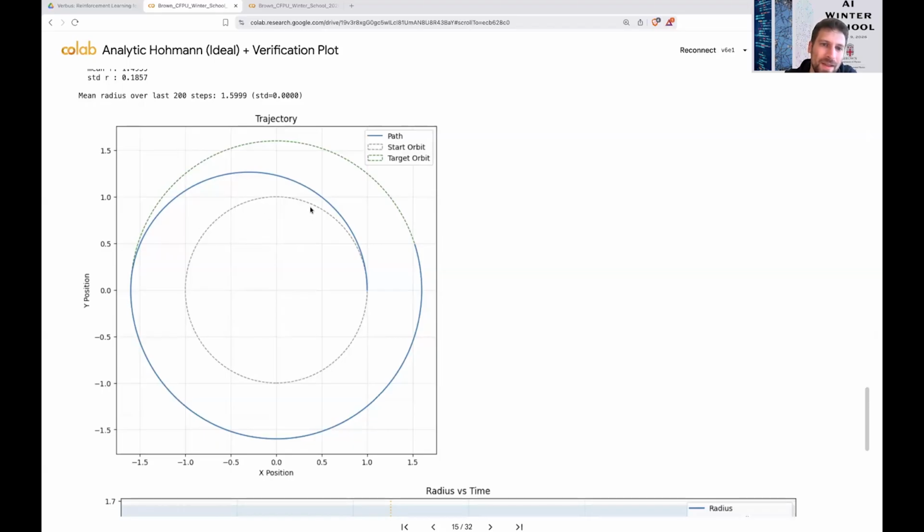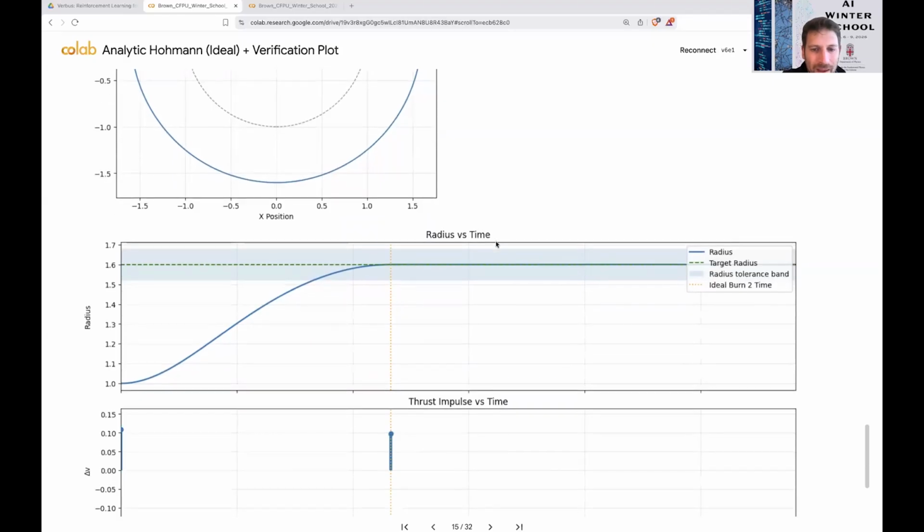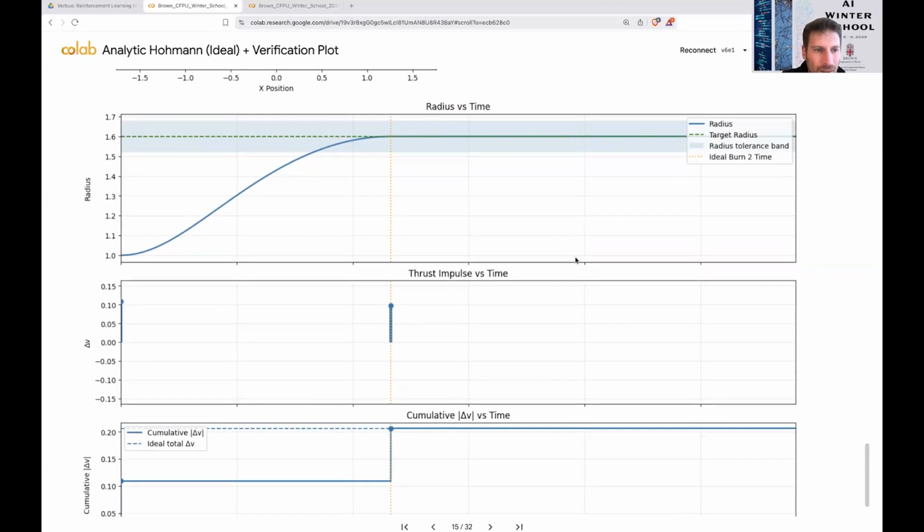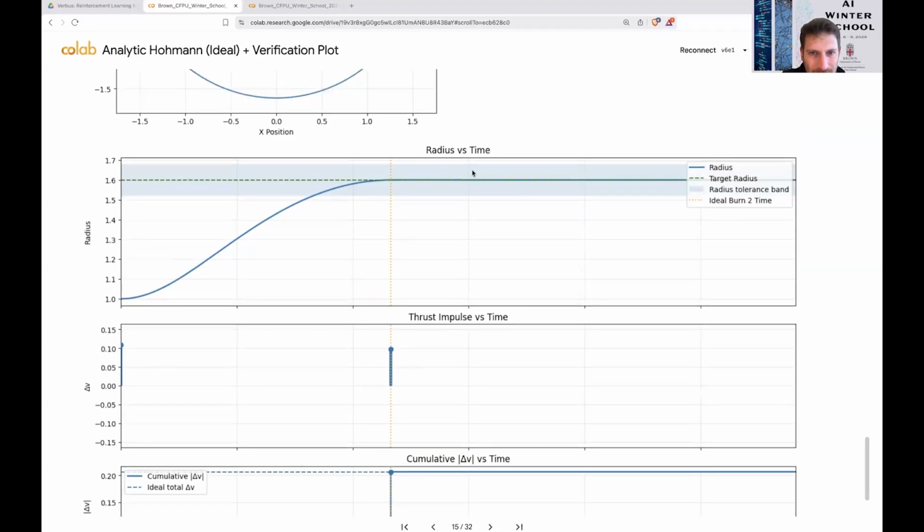And we can see the plots. The gray is the starting orbit, the green is the target orbit at r equals 1.6, and the blue is our path. We did the burn starting here, and then the other burn here, and you can see the blue goes from R1 to R2 and lines up perfectly with our ideal R2. There are a few other plots here to familiarize yourself with. The first shows radius versus time.